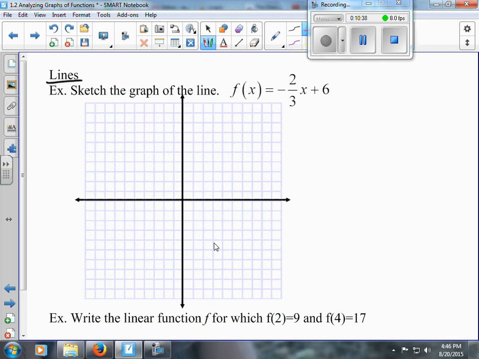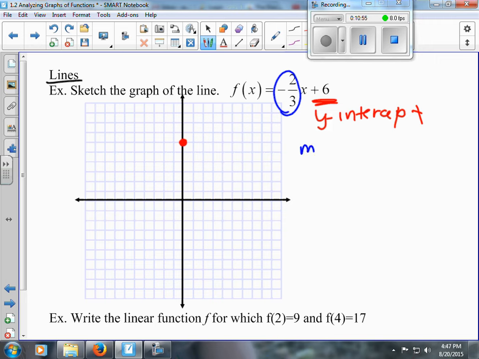But to start off with, remember, this is the y-intercept. And that's what you should start with. Your y-intercept, where we cross the y-axis. That's going to be at 6. 1, 2, right here. And then the next thing I want you to look at is the slope.